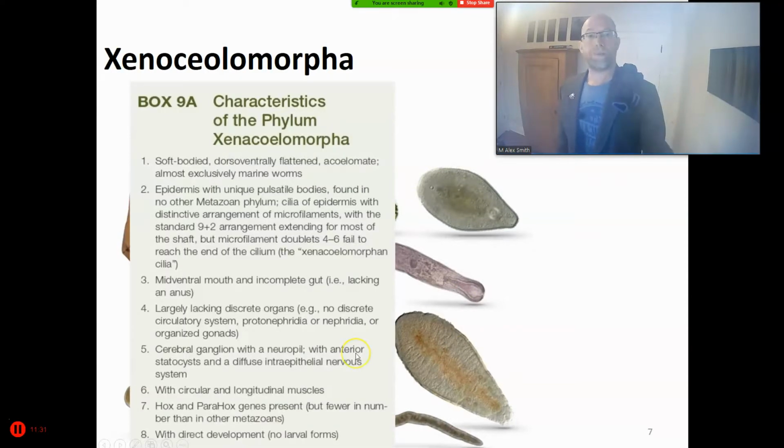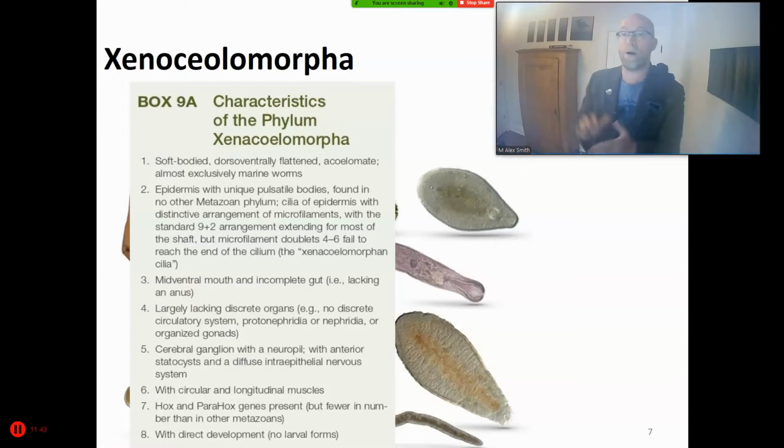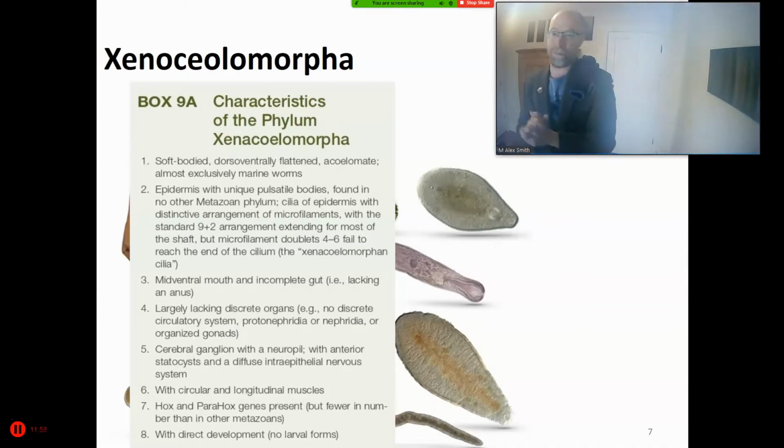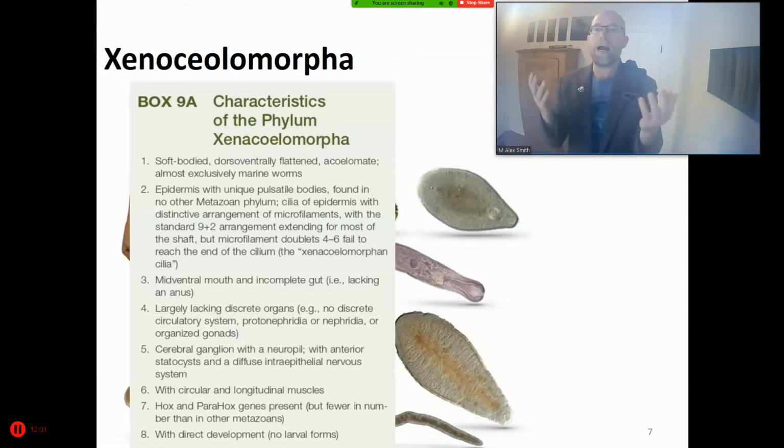But what are some of the characteristics of the phylum that groups the acoels or the Acoelomorphs and the Xenoturbellids? They're listed here: they're soft bodied, dorsoventrally flattened, acoelomate, and almost exclusively marine worm-like things. They have an epidermis with particular cell types that aren't found in any other metazoan phylum. They have an incomplete gut, I love that it's specified here. Look at point number 3: an incomplete gut, i.e. lacking an anus.